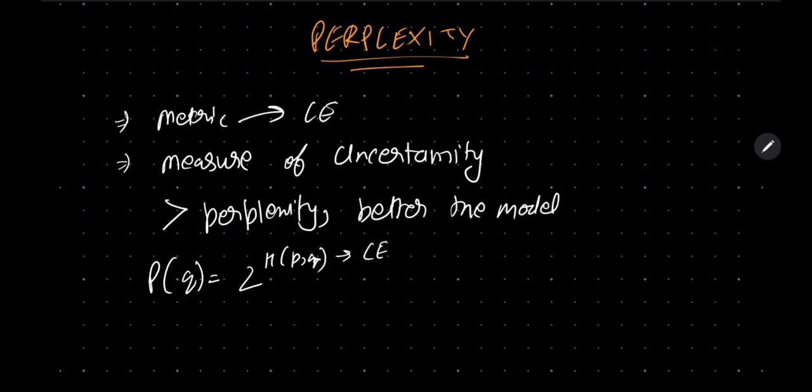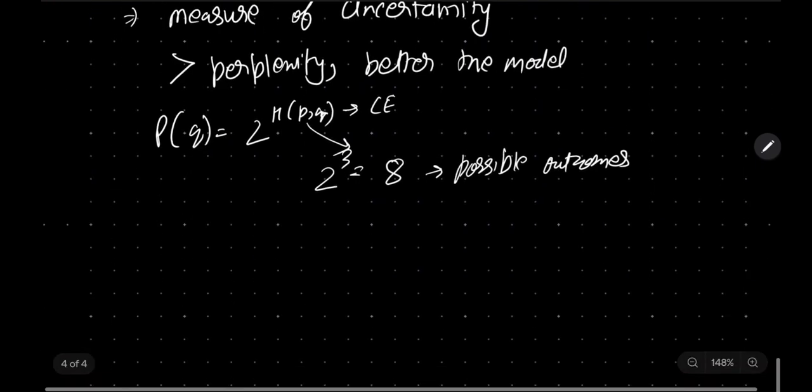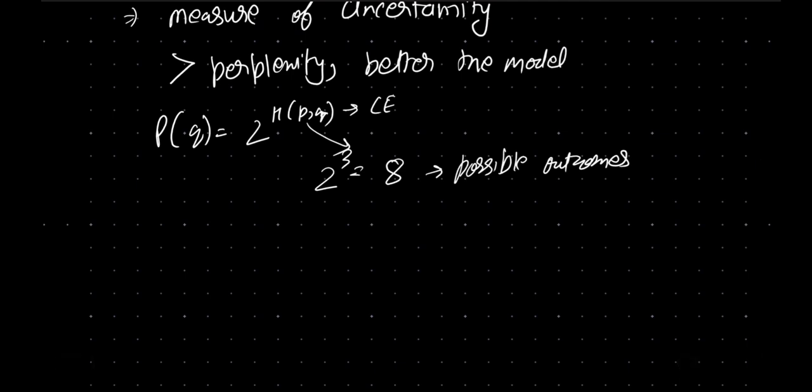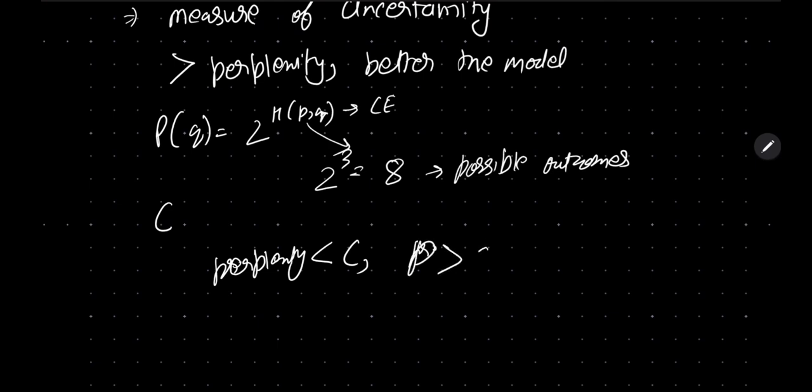So for example, 2 raised to the power 3, let's say the cross entropy was 3. So the model has 8 possible outcomes. We don't want that. We want the model to be more confident and not uncertain between 8 outcomes to answer something. So let's say the confidence is C. The lesser the perplexity, the better the confidence. And if the perplexity is high, the confidence is going to be low. So our goal is to have a low perplexity model.